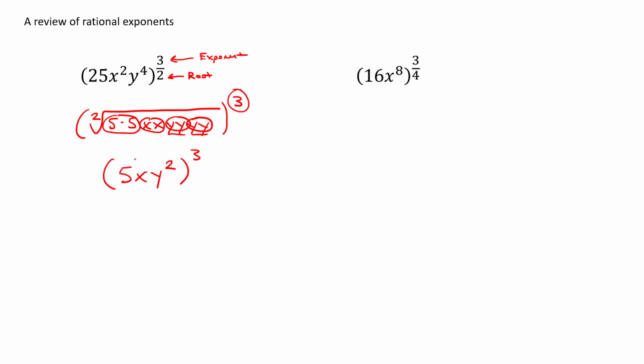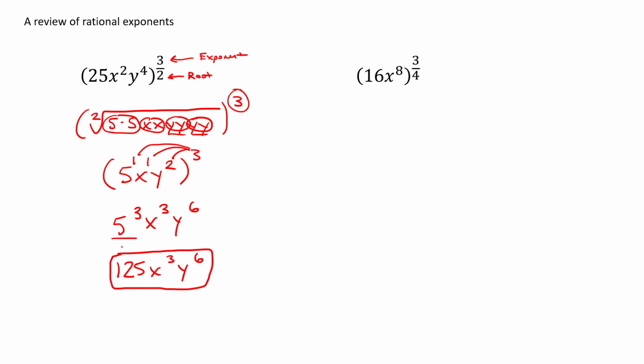And now distribute. Don't forget about the hidden ones. Every part gets the 3. The 5, the x, and the y all get the 3. And we know we distribute, we multiply, and then again, just don't leave 5 to the third power. Please make that 125. Now you're done.